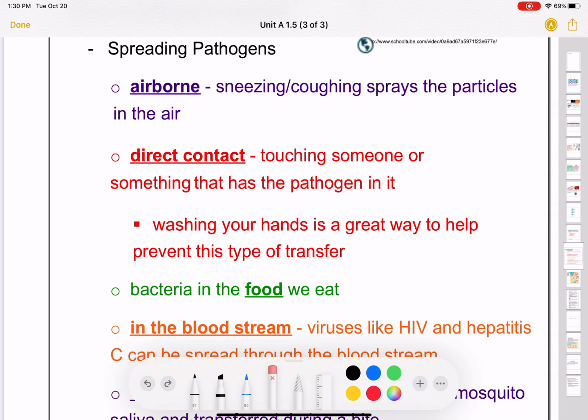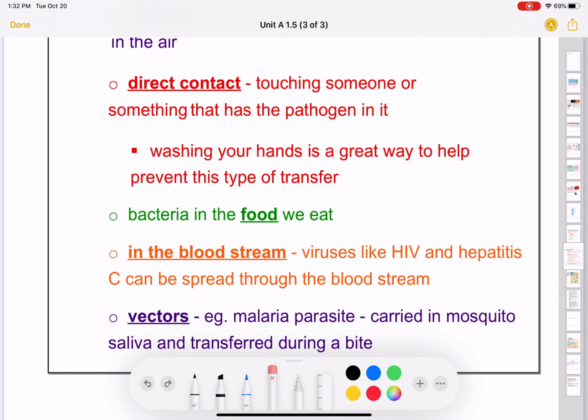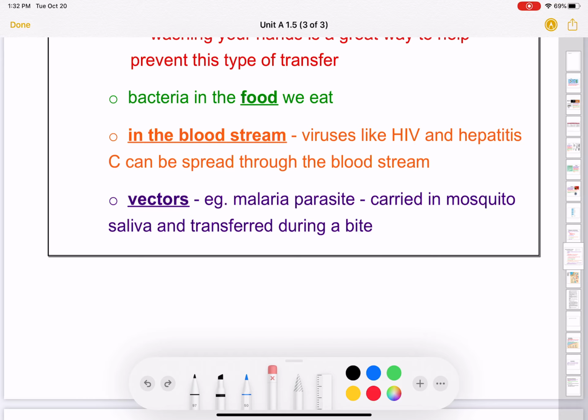And then in our bloodstream, we have viruses like HIV and hepatitis C, and these can be spread through the bloodstream. Any sort of blood-to-blood contact can spread those viruses. So someone who has HIV or hepatitis, you need to have blood-to-blood contact with them. That's likely not going to happen unless you're sharing needles with that person, or becoming blood brothers. It's not really something that's going to happen to you if you're walking down the street.